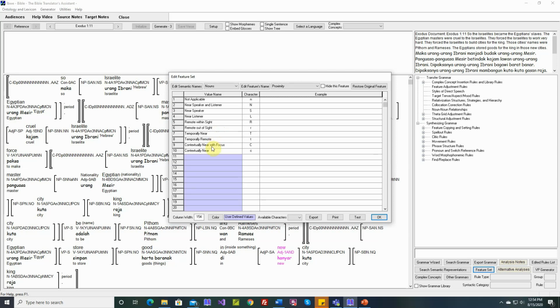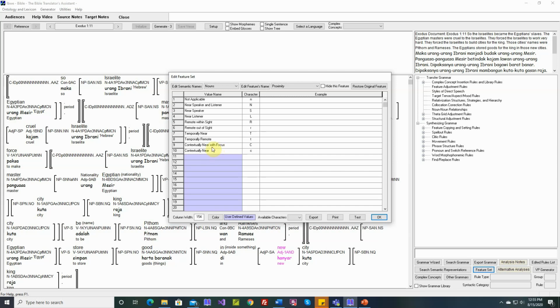Contextually near with focus. So this is something, it's on the discourse stage, but it might be abstract. It's not necessarily physical. For example, when God is making a covenant with Noah, he says, I am making this covenant with you. So this covenant, contextually near with focus.